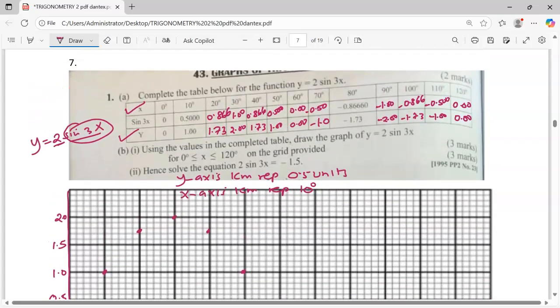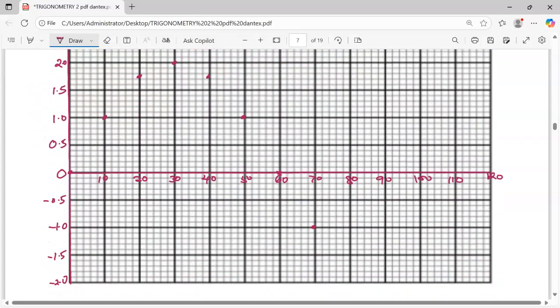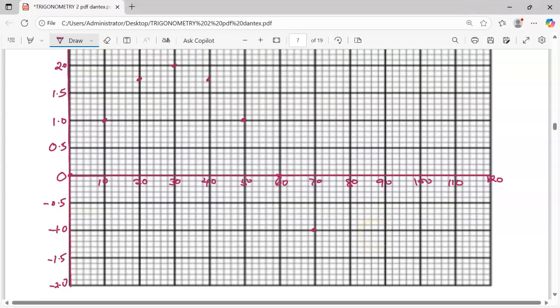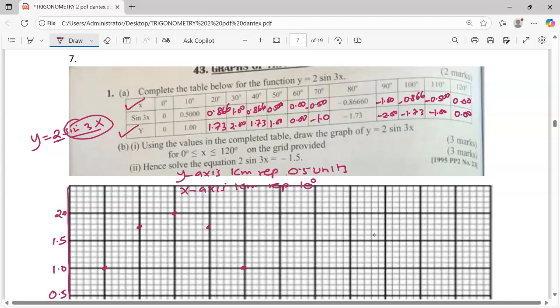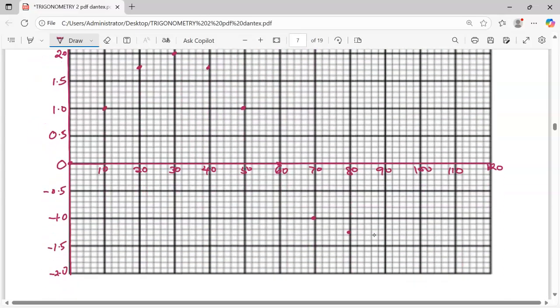At 80, we have negative 1.73. Negative 1.73 is around this point here. At 90 degrees, we are going to have negative 2.0 here. So that means 1.73 is going to be down here, where we have 1.5. 1.73 is at this point here.